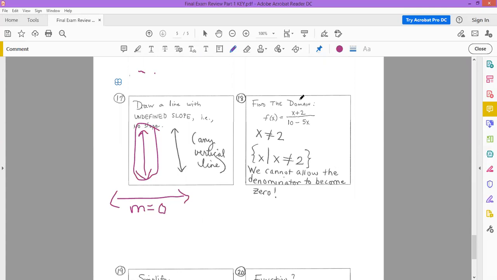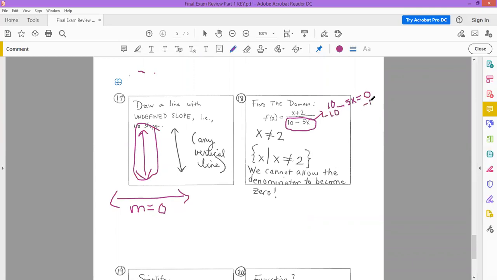For number 18, find the domain. This time we have a fraction. Remember, to find the domain, we need to know when this denominator is going to be equal to 0. So we take our denominator and we set it equal to 0. 10 minus 5x. When is 10 minus 5x equal to 0? We'll solve for x to find out.